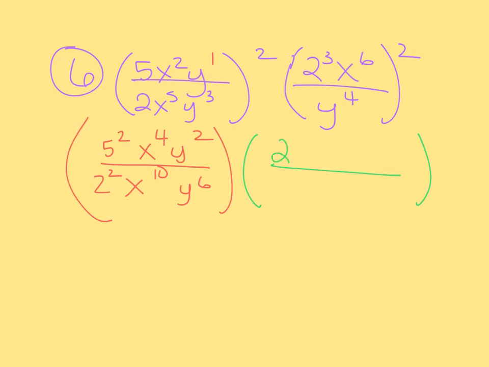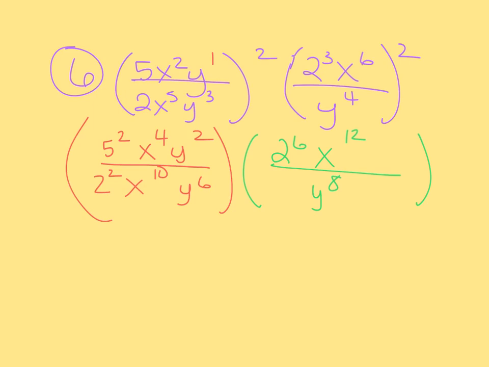So 3 times 2, that's 2 to the 6th. X to the 6th to the 2nd is x to the 12th. And then on the bottom, 4 times 2 is y to the 8th. All right, so here's where we're at. First of all, let's talk about all of these coefficients.